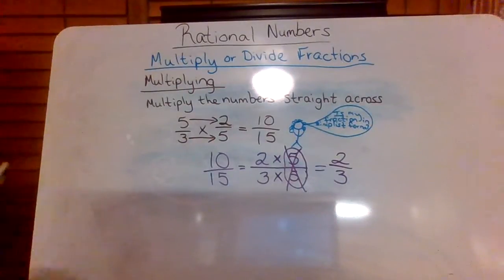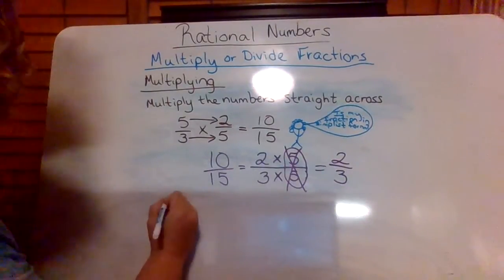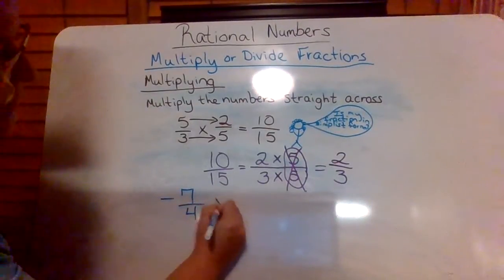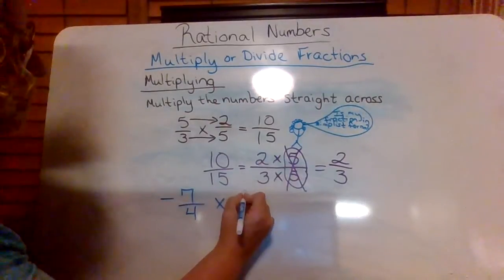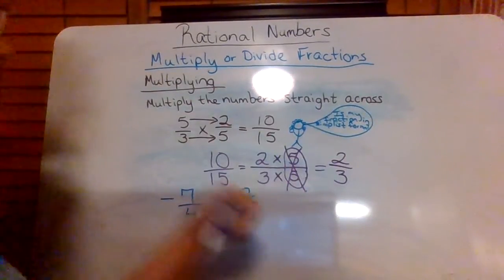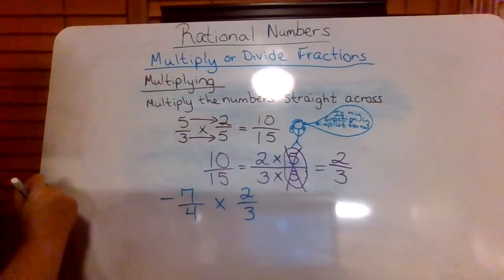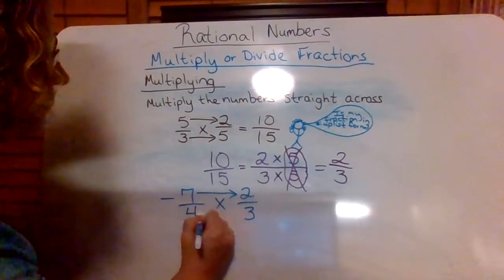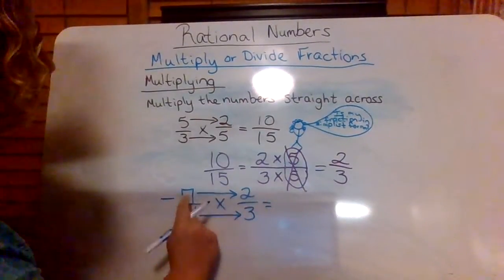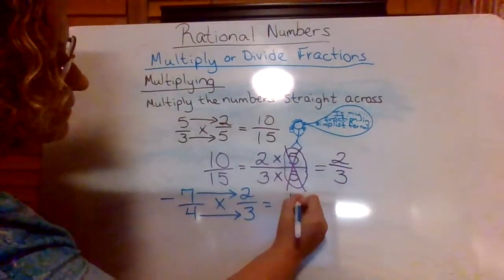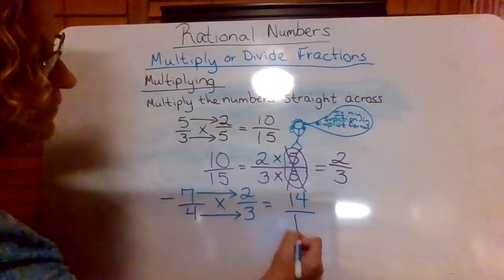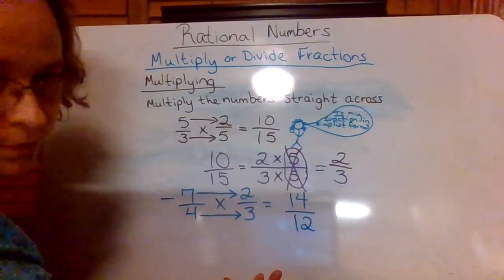Okay, so that's one example. Let's do another one. Let's say that I give you negative 7/4 times 2/3. Okay, negative 7/4 and 2/3. Again, we literally multiply straight across. So 7 times 2 is 14. 4 times 3 is 12.